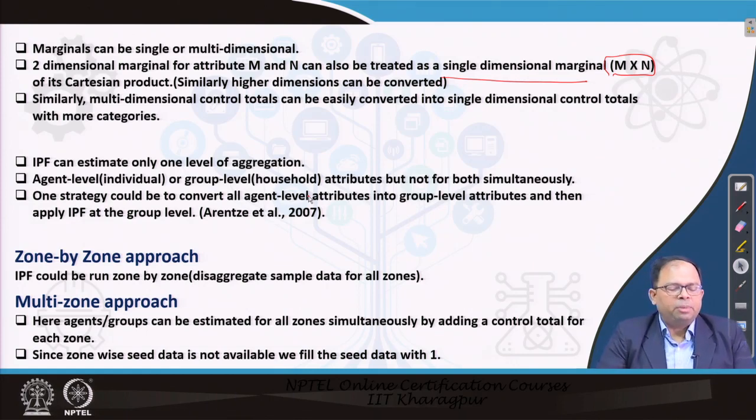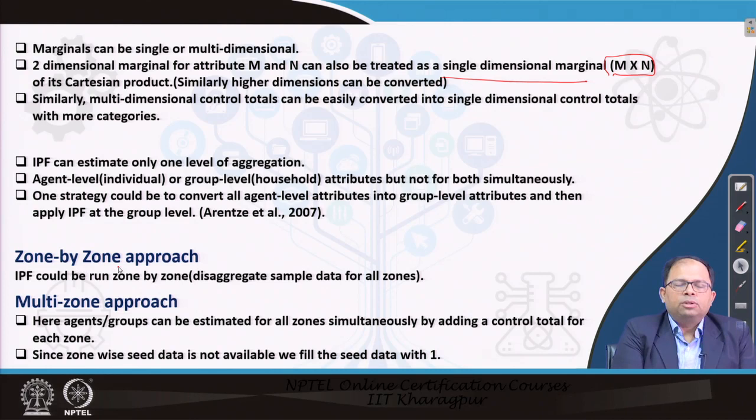Another issue with IPF is that IPF could be done zone by zone. That means for each zone we can do an IPF, and using control totals of each zone we can determine what sort of people, what sort of demographic groups should be there in each zone, but we also require the disaggregate sample data to have seed data for each zone. Or it could be a multi-zone approach, which means that first agent groups can be estimated for all zones simultaneously by adding a control total for each zone, and then we can determine it for each zone.